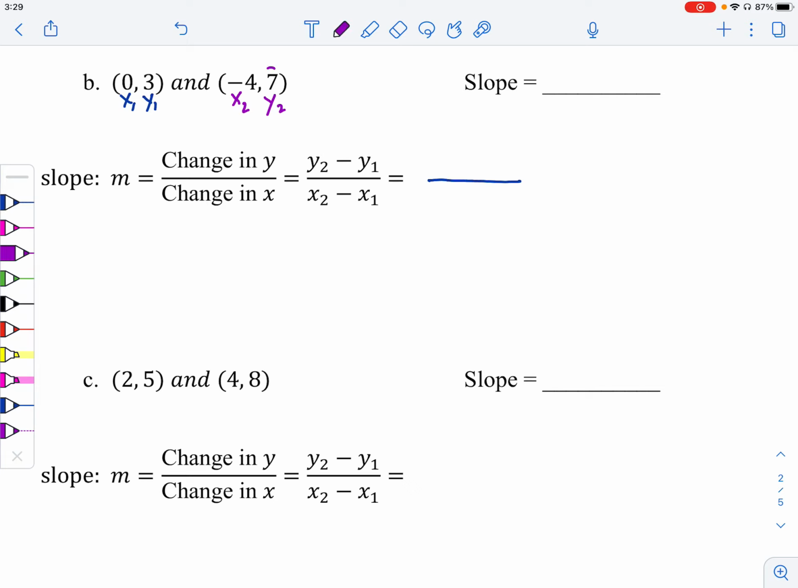So y2, 7, and then subtract our y1, which is positive 3. Then we go to our x2 value, which is negative 4, minus our x1 value, which is 0. Then we calculate 7 minus 3, 4. Negative 4 minus 0 is just negative 4. Divide those two numbers, we have negative 1. So our slope is negative 1.